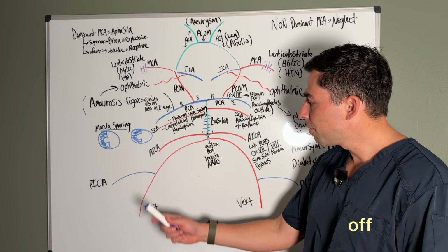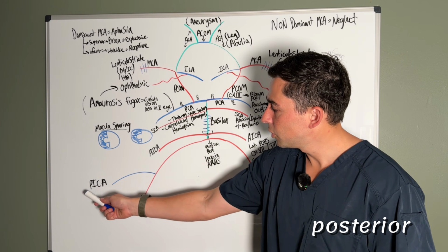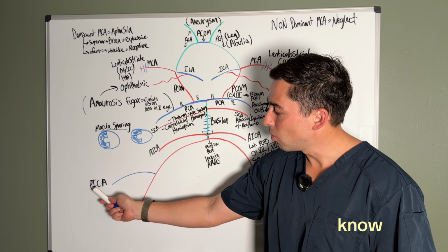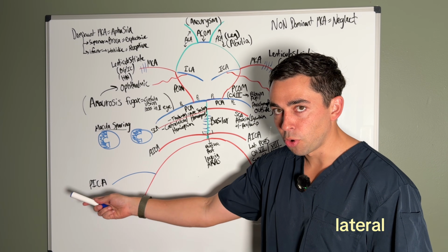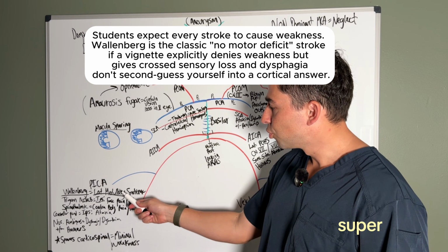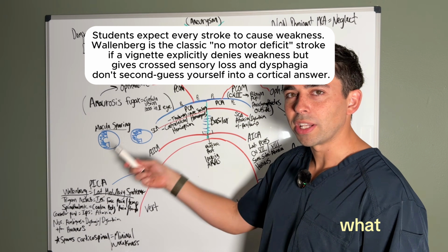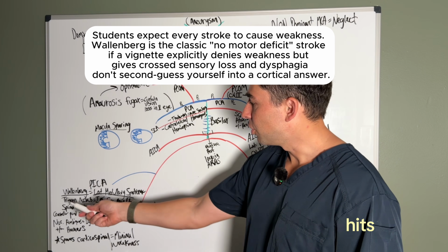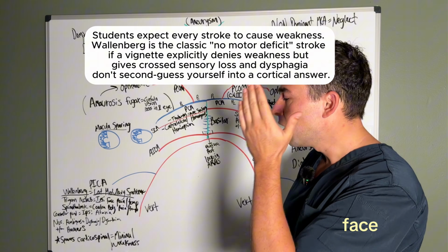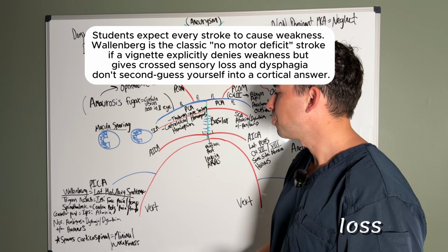Moving on down off the vertebral arteries is your posterior inferior cerebellar artery, PICA. The key thing to know here is Wallenberg syndrome or lateral medullary syndrome. Wallenberg syndrome and lateral medullary syndrome are super high yield. It's really a case of what does it not hit. It hits the trigeminal nucleus of the face, which means same side face, pain and temperature loss.